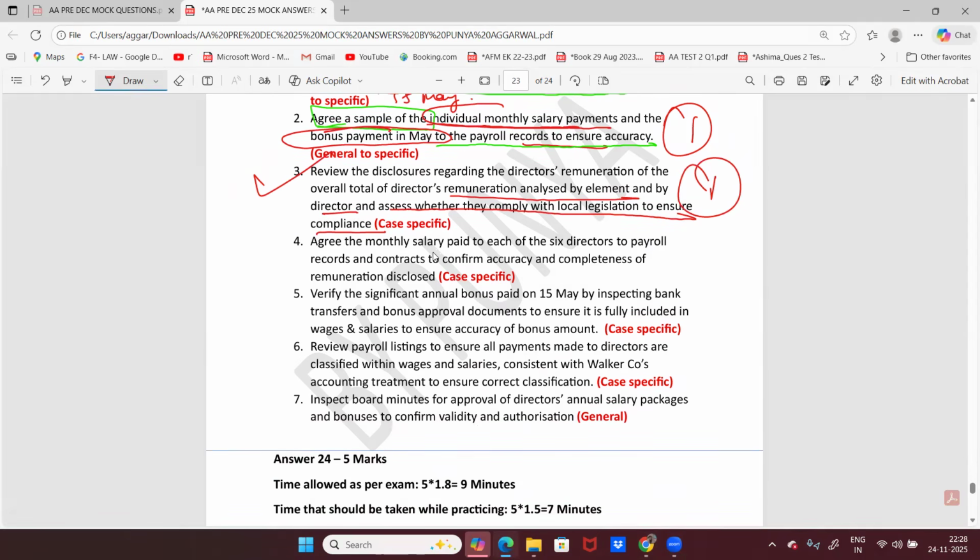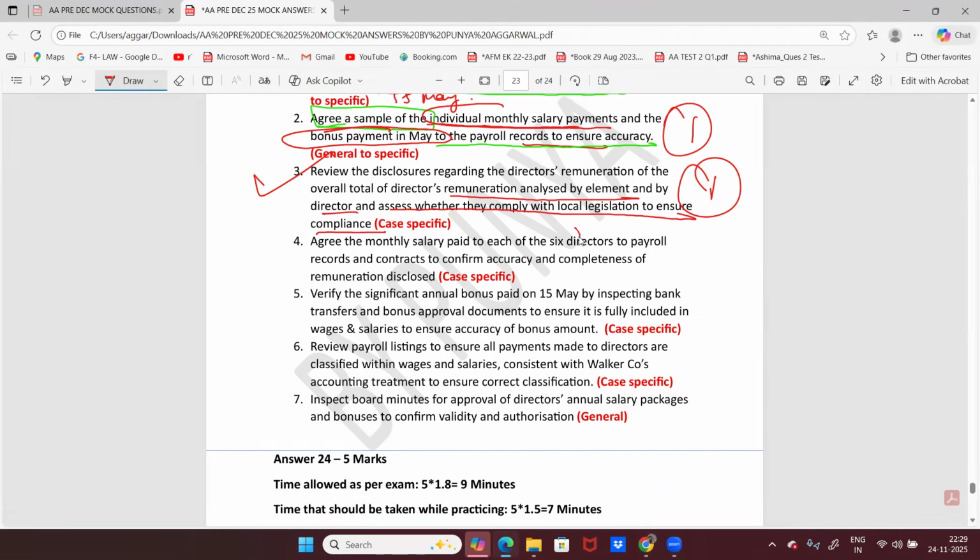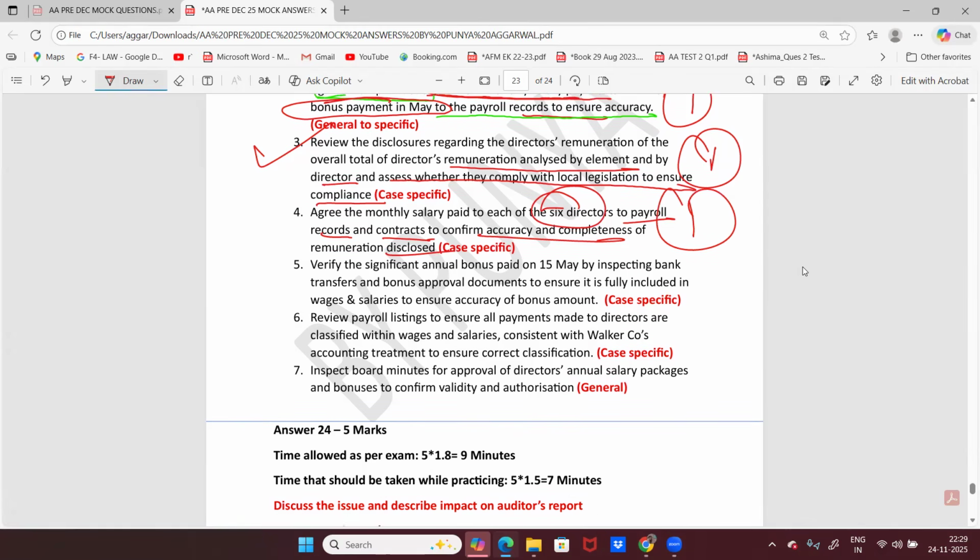Next, agree the monthly salaries paid to each of the 6 directors. So now they told me that there are 6 directors. So I will agree the 6 director salaries to the payroll records and contracts to confirm the accuracy and completeness of this. So I'm just checking that all the 6 directors received the salary or not, to check its completeness and the accuracy of the amounts as well. So again, use the same words from the question, put it in the general procedures, making it case specific. I am smart. You people can also be smart.